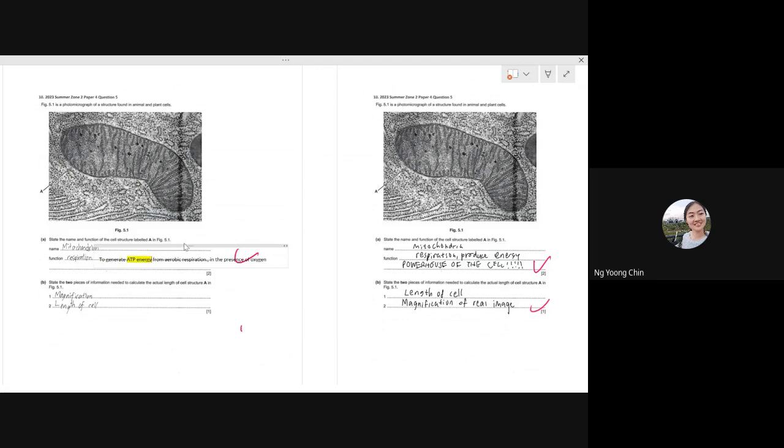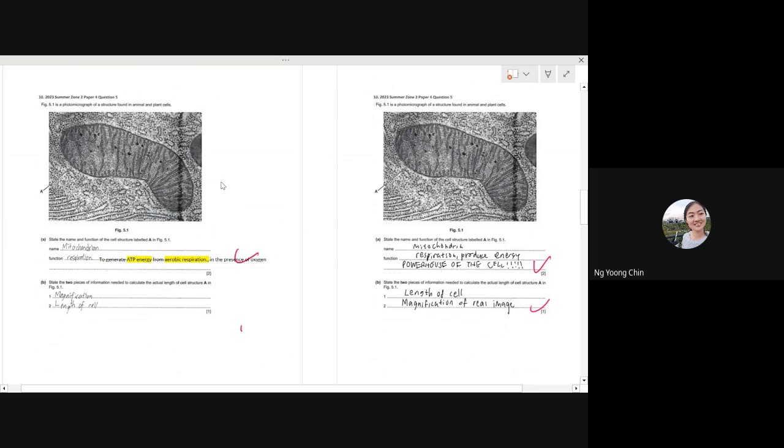How do they produce the ATP energy? They produce the ATP energy from aerobic respiration in the presence of oxygen. If you say powerhouse of the cell, that is also correct. At least you already say that it produces energy. Then please always remember the equation for aerobic respiration. It is just the inverted way of photosynthesis.